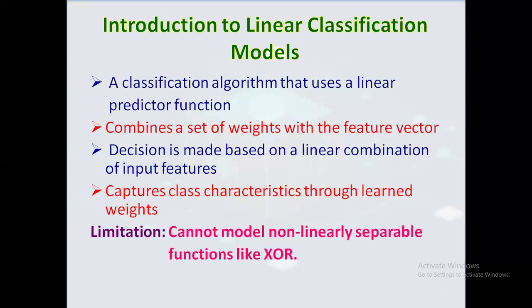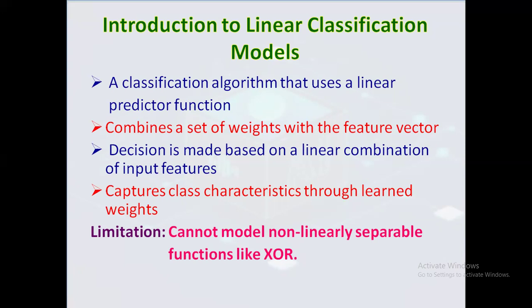First, the introduction to linear classification models. A classification algorithm works by learning functions that can separate different classes in data based on a linear predictor. This predictor combines input features using a set of learned weights. In a linear classification model, these weights are used with the feature vectors to make predictions. The result is a score or value that helps decide which class a new data point belongs to.